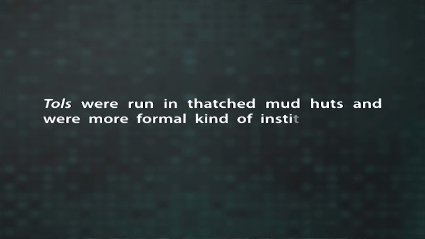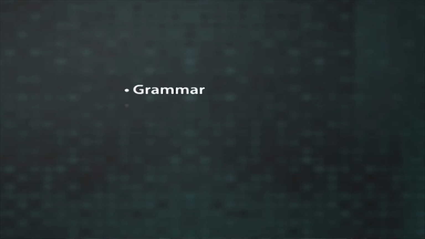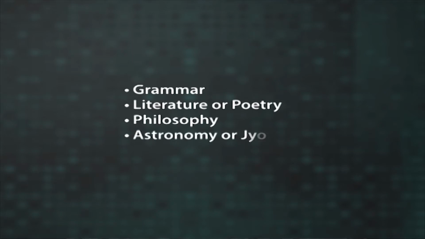Tols were run in thatched mud huts and were a more formal kind of institution with 20-25 disciples or students. They were financially supported by the regional or local landlords. Subjects of instruction include grammar, literature or poetry, philosophy, astronomy or Jyotisha, arithmetic, etc.